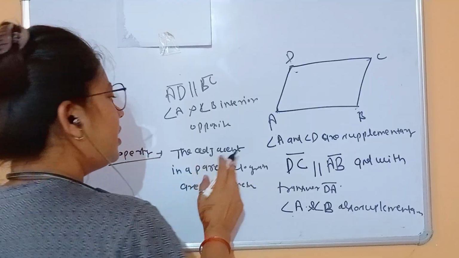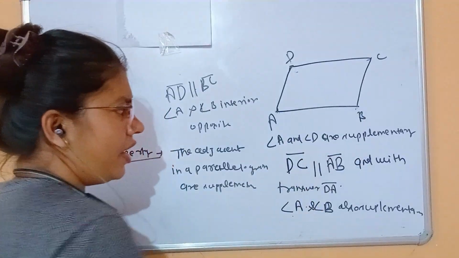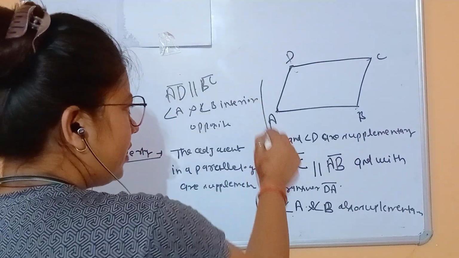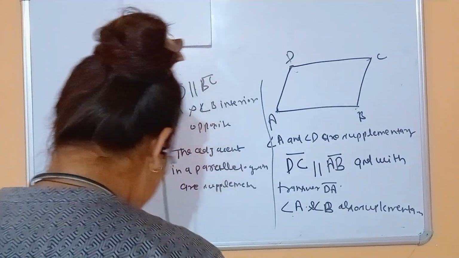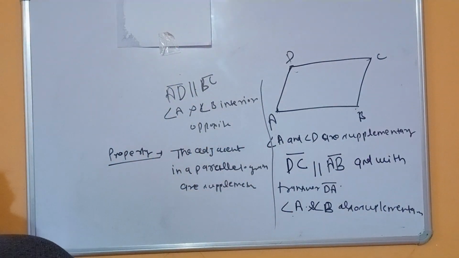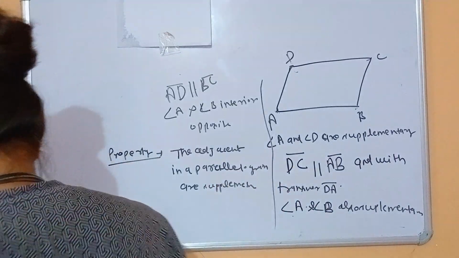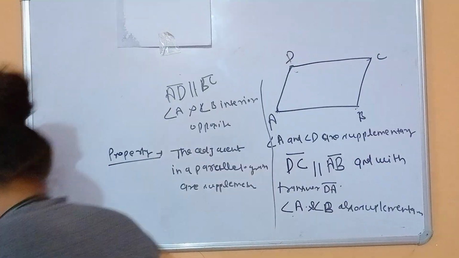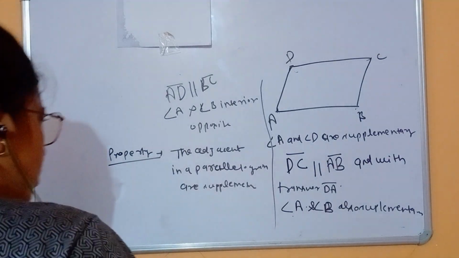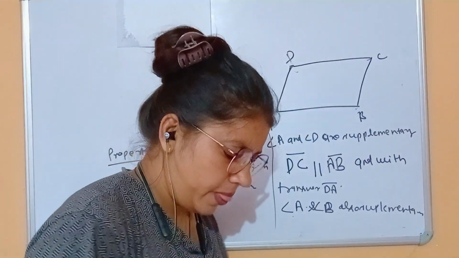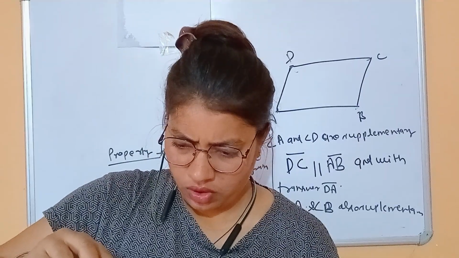Adjacent sides are AB, AD, CD, BC. So all these angles are adjacent. So we can say that adjacent angles are supplementary. First you write it, then you understand. Apply this property on the question. That's a very important property. If you understand, that's very good for you.